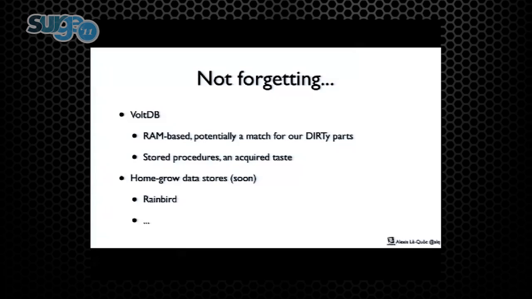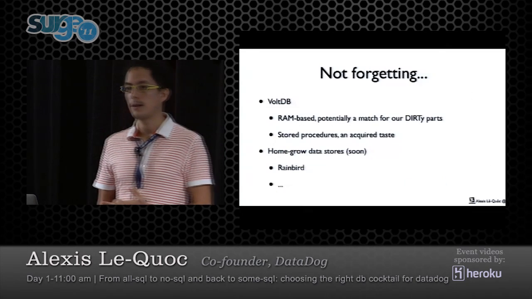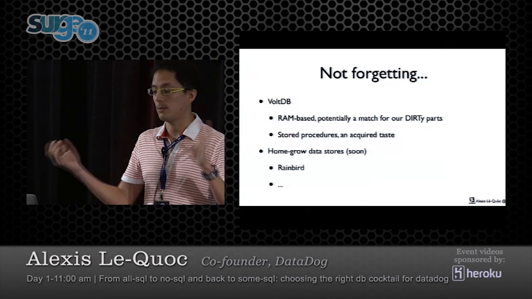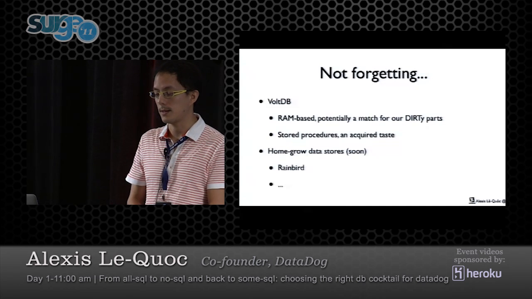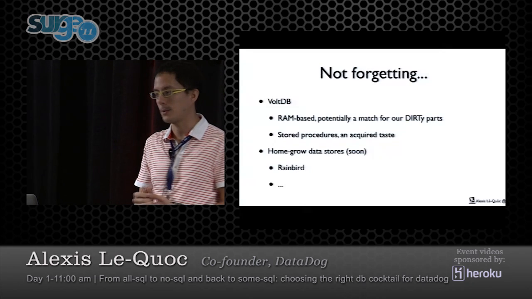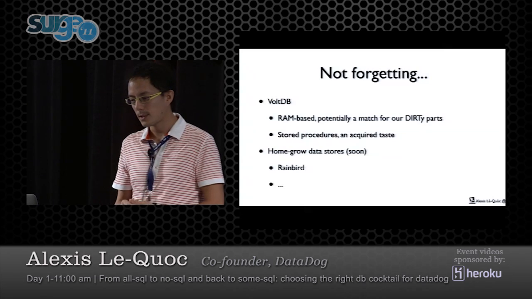A couple of things we didn't look at, but we wanted to. VoltDB, I know there's a talk right now about Volt. I'm super interested in it. Could be an interesting match for real-time stuff if we need to move out of Redis. The only thing is that it's all stored procedures, so I don't really like to code in stored procedures.